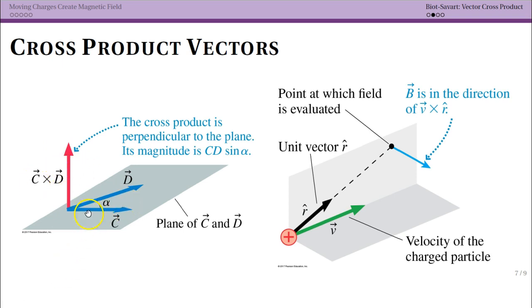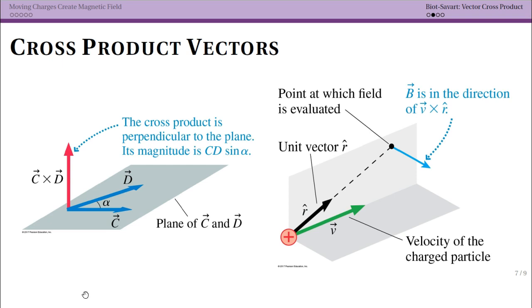So if we say that this is C cross D, it could have either pointed straight up or it could have pointed straight down. The way that I think about this is you start with your hand kind of making a flat palm, and you point your fingers towards the first vector, in this case C, and then you start your fingers curling towards D. Notice at this point, if you put your thumb out, your thumb points straight up.